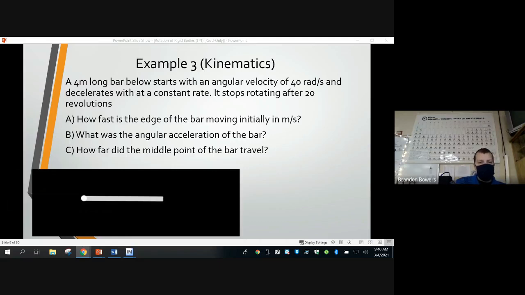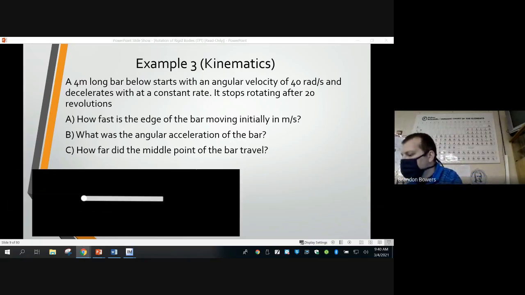A 4-meter long bar starts with an angular velocity of 40 radians per second and decelerates with a constant rate. It stops after rotating 20 revolutions. How fast is the edge of the bar moving initially in meters per second?